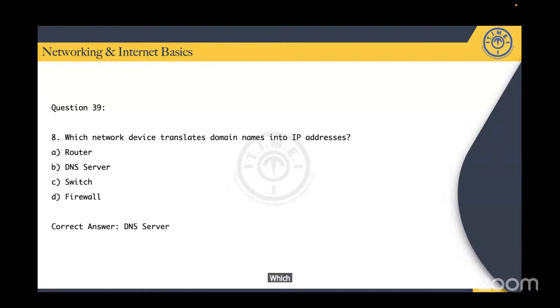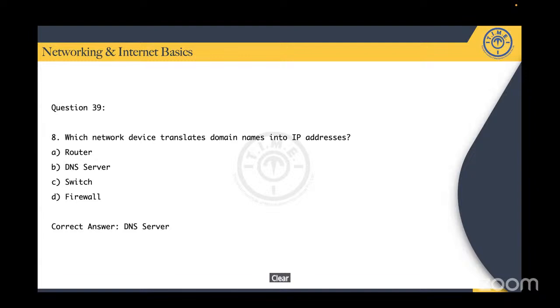Which network device translates domain name into IP address? The correct answer is DNS server. When you type www.google.com, the system needs an IP address. So the conversion from name to number is done by the DNS server, right? What we are typing is words. The system will not find the server based on words. So those words will be converted into numbers by the DNS server.